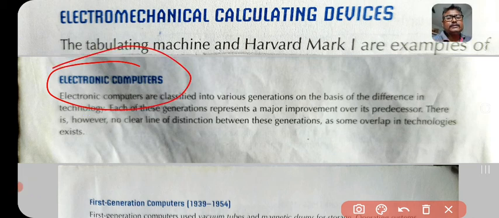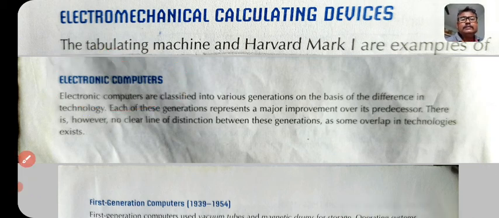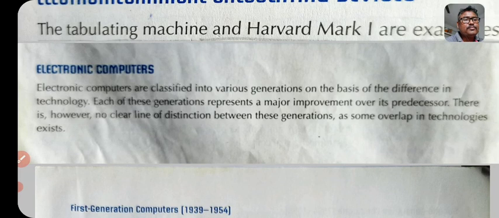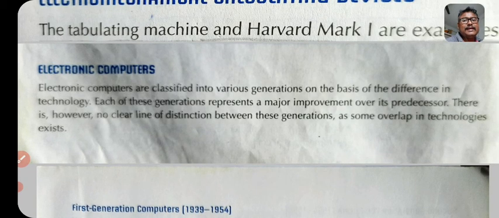Electronic computers are classified into various generations on the basis of the difference in technology. Each of these generations represents a major improvement over its predecessor. There is, however, no clear line of distinction between these generations, as some overlap in the technologies exists. So the electronic computers are classified into various generations based on what? Technology. Based on the technology.